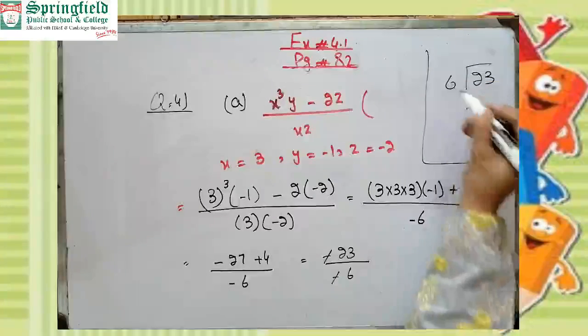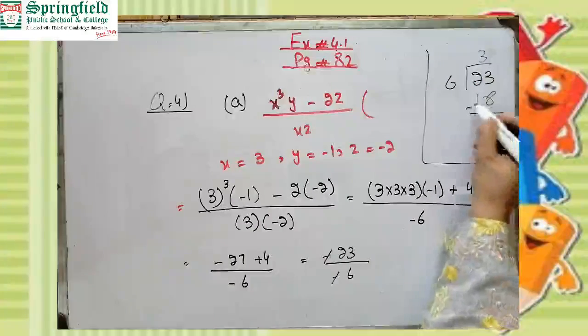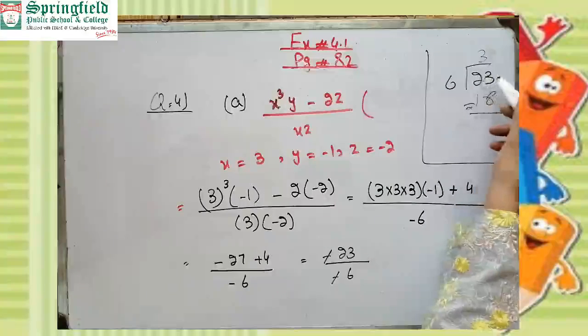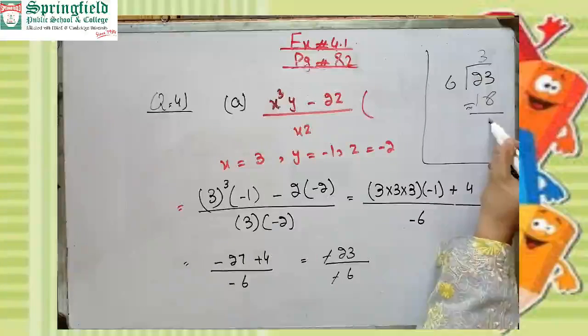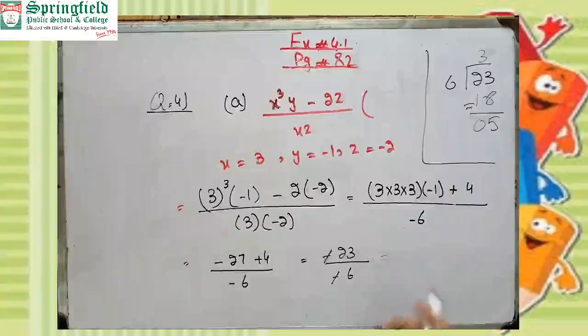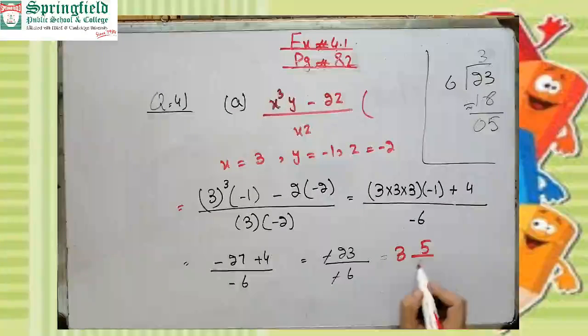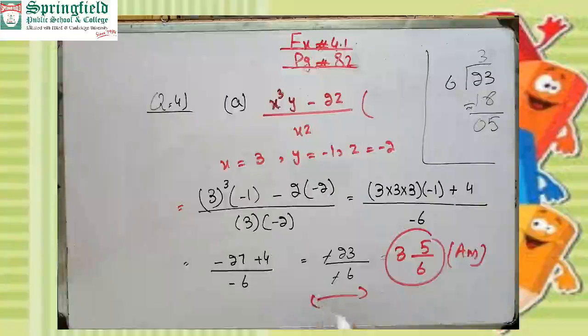23 divided by 6. 6 3s are 18, 6 4s are 24, 3s are 18, and then 8 cannot be subtracted from 3, so we will carry from here, it will become 13. 13 minus 8, what will be the answer? 5, and 1 minus 1, 0. So the final solution is 3 whole 5 by 6, and this is your final answer. Understood, beta? Okay, now do the next part yourself.